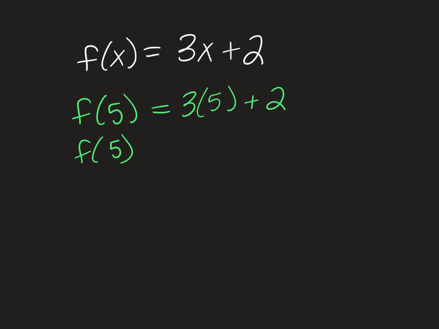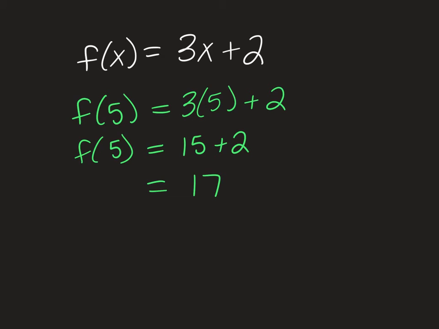Where did you get 5? You will be told specifically to plug a certain number in. So you would be told to evaluate it at 5. I could plug any number I wanted in here. I just picked the 5. So then we get 15 plus 2, which means that it's equal to 17. So that means that the function value at 5 is equal to 17.